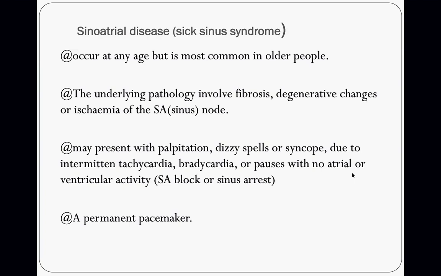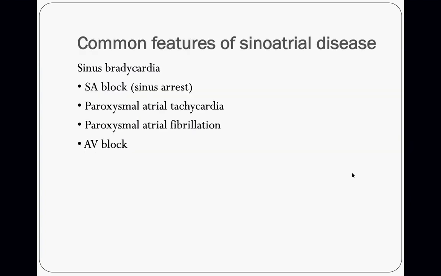هسه احنا خلصنا من الVT، نحكي على SA node disease or sick sinus syndrome. Sick sinus syndrome occurs at any age, but is most common in elderly people when there is fibrosis, degenerative changes, or ischemia of the SA node. It presents with palpitation, dizzy spells, or syncope due to intermittent tachycardia, bradycardia, or pauses with no atrial or ventricular activity, SA block. The treatment is by use of a permanent pacemaker. Common feature of SA node disease. Next slide. It produces sinus bradycardia, SA block, sinus arrest, paroxysmal atrial tachycardia, paroxysmal AF, or sometimes AV block.